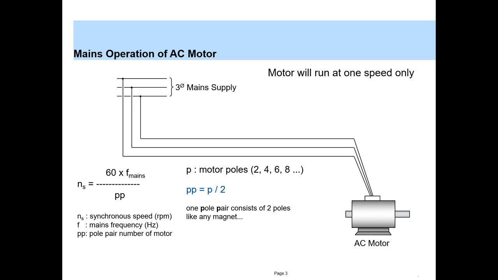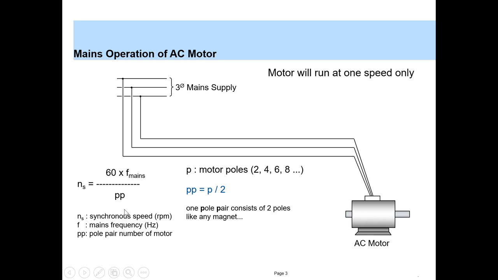So talking about the main operation of an AC motor, let's consider a case where we have an AC motor, or let's say an induction motor, connected to a three-phase main supply. Now this three-phase main supply has a phase difference of 120 degrees, as a result of which it gives rise to a rotating magnetic field. This rotating magnetic field induces currents in the rotor conductors, and the rotor tries to follow the magnetic field. And what is the speed of the rotating magnetic field? It's equal to the synchronous speed, right? Which is equal to 60 into frequency, the mains frequency, the frequency of the supply, divided by the number of pole pairs.